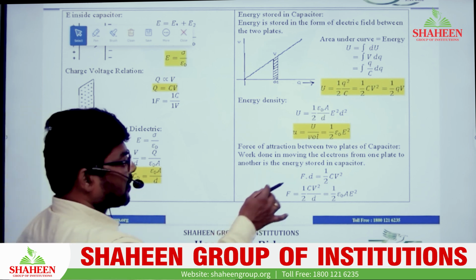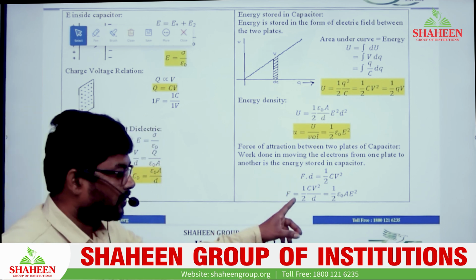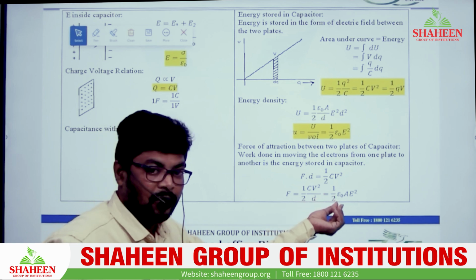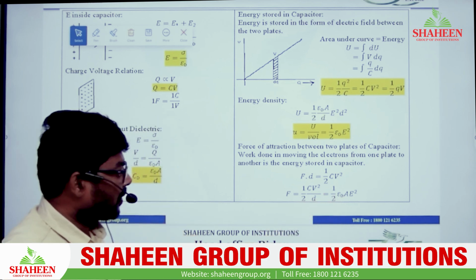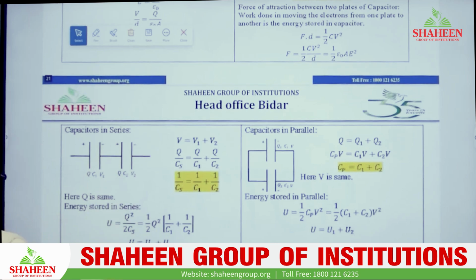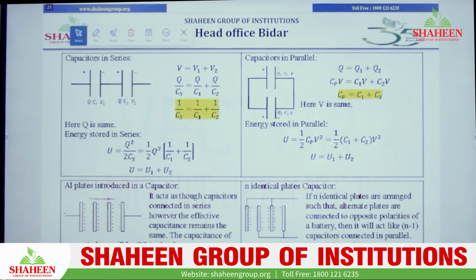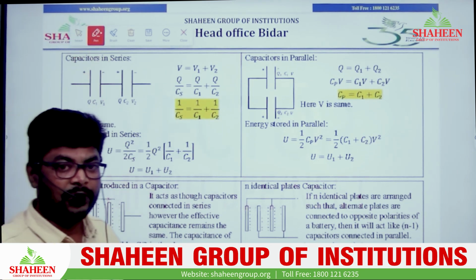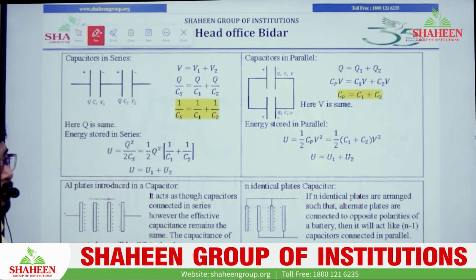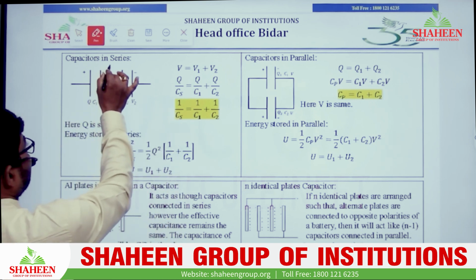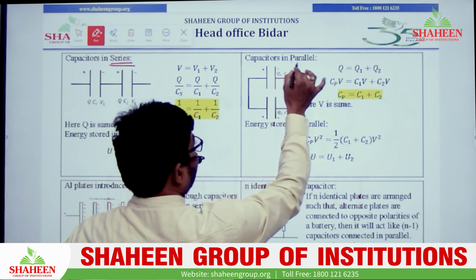So just energy per distance, the separation between the plates, is half epsilon naught A into E square. That is the force between the two plates of a parallel plate capacitor. Shall we go for combination of capacitors? There are two types of combination of capacitors: one is a series combination, another one is a parallel combination.